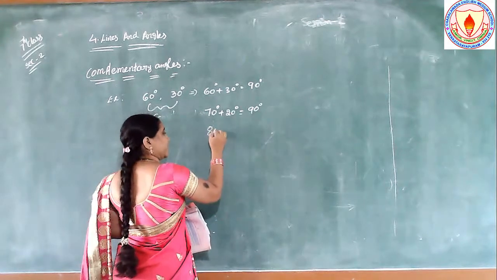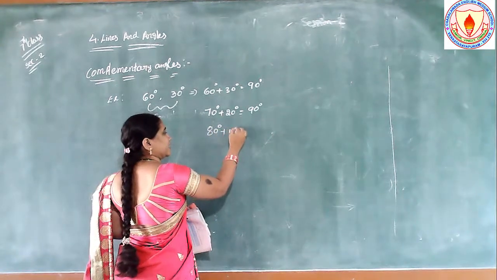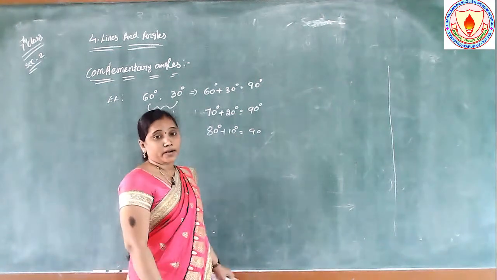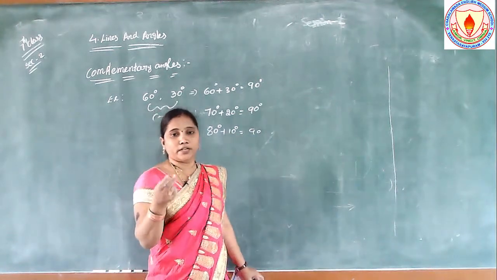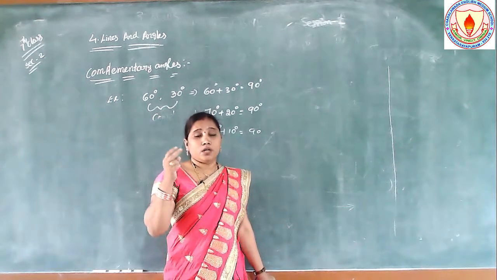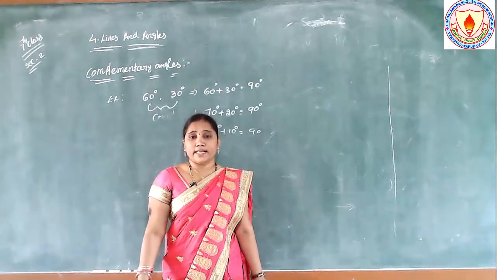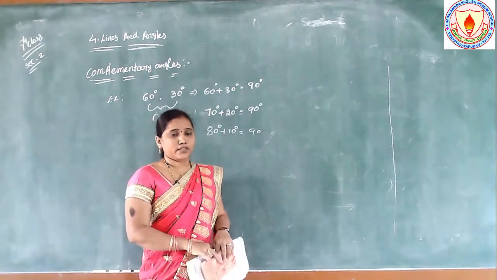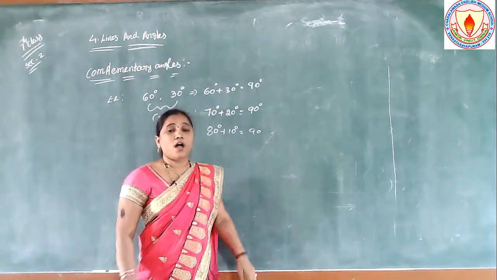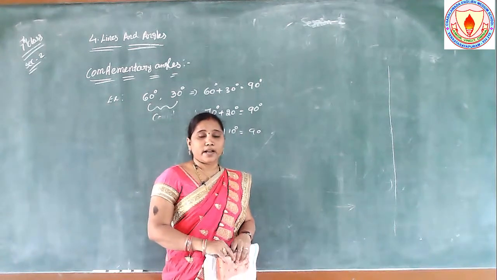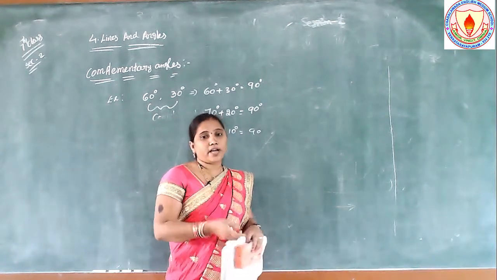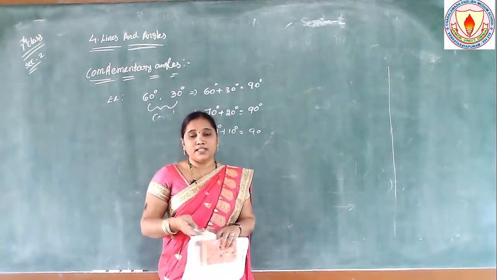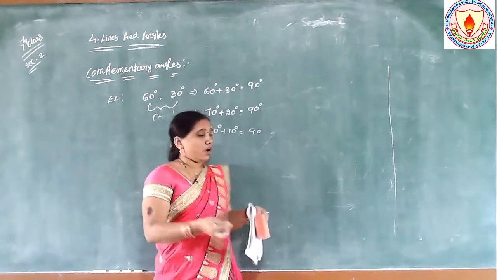Suppose one angle is 80 degrees and another angle is 10 degrees. This pair is also complementary angles. Pair means there should be two, two angles, right? So if the sum of two angles is 90 degrees, such angles are called complementary angles. These are all examples of complementary angles. For angles to be complementary, there must be exactly two angles whose sum is 90 degrees.